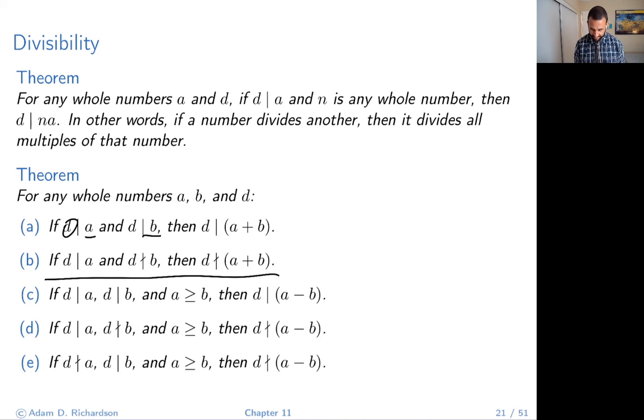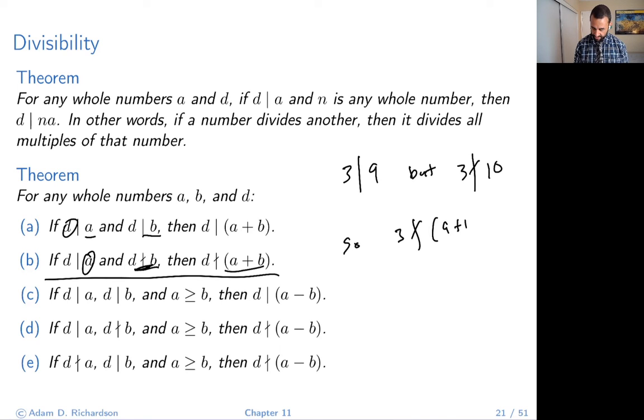Okay, so let's do this one. If d divides a and it doesn't divide b, then it can't divide their sum. So how about this? I know 3 divides 9, but I also know that 3 does not divide 10. So that means that 3 does not divide 9 plus 10, or in other words, 3 does not divide 19. So that's what that theorem is saying.